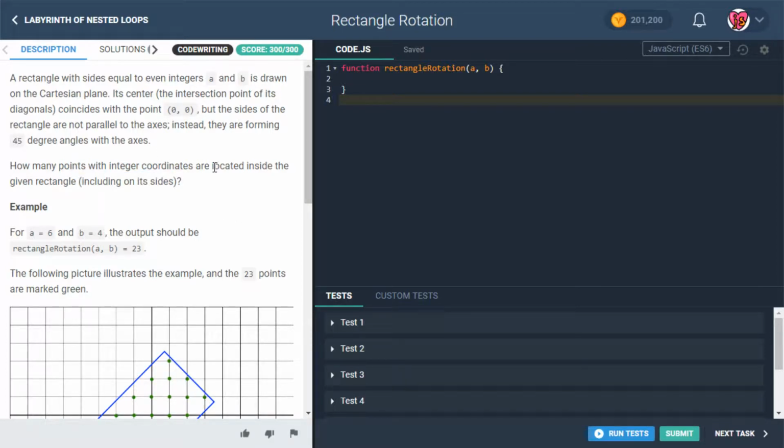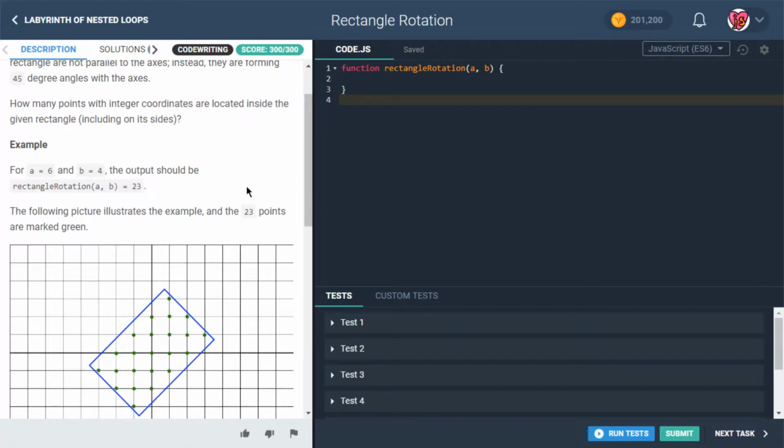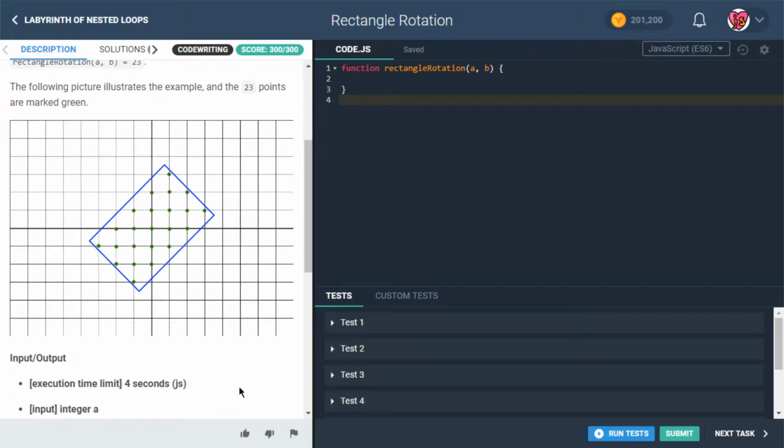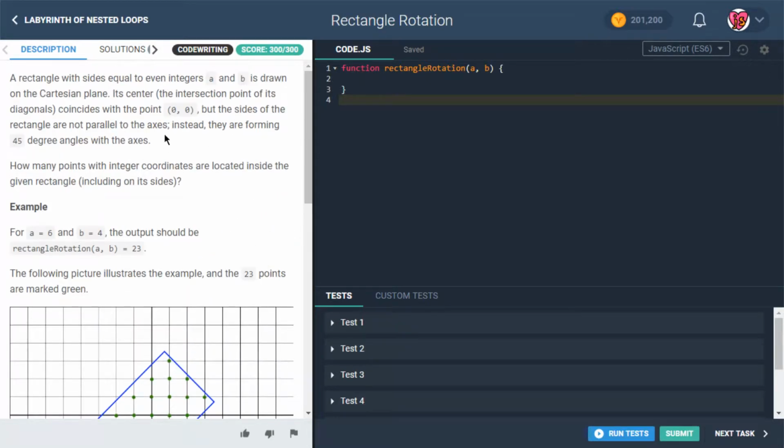Well, honestly, if we want to make sense of what it's asking us, I think the best, most effective thing for us to do would be to just take a look downstairs here. Have a look at this picture, because it's worth 1,000 words. This really clarifies a lot of what we mean over here. This is pretty heavy on the math language. We're talking about integers. We're talking about the intersection point of its diagonals.